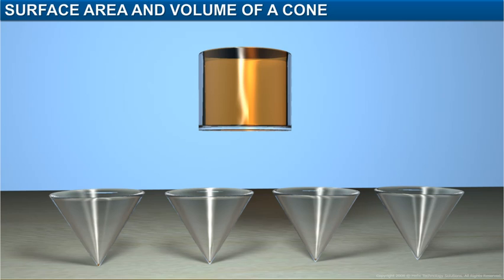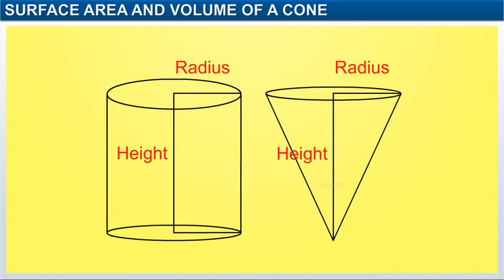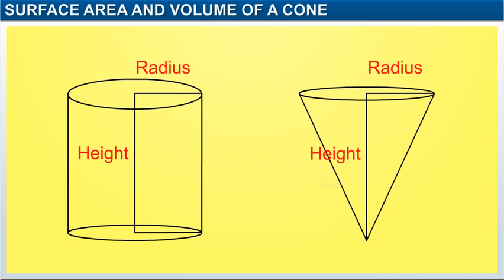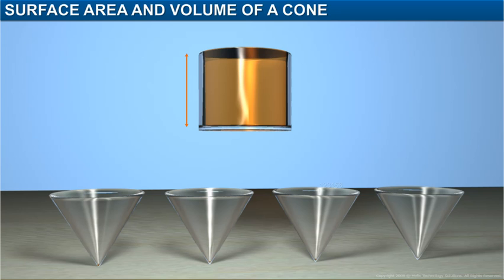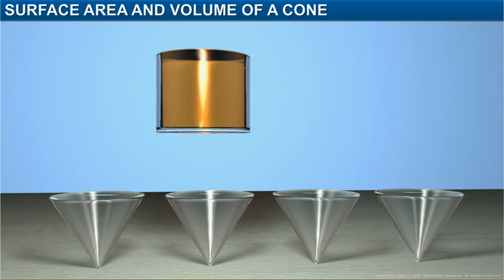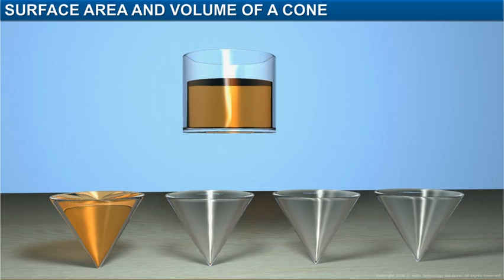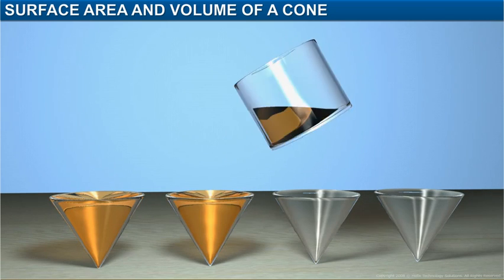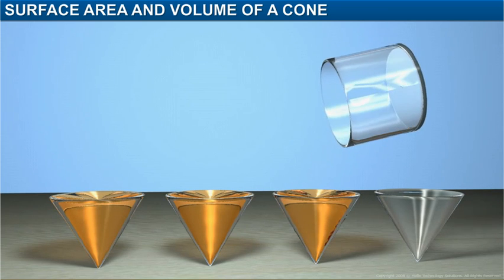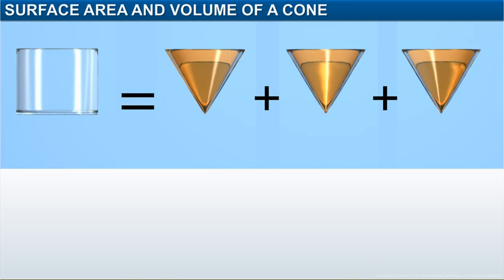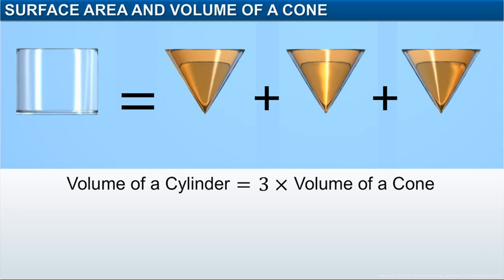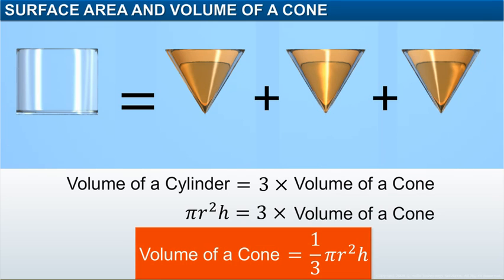Now, let's see how the volume of a cone is calculated. A hollow cylinder and 4 hollow cones are taken such that the circular base radius and the height of both the cylinder and the cone are the same. The cylinder is completely filled with liquid. On pouring the liquid into the cones, the entire content of the cylinder can be emptied in 3 cones. This means that the volume of a cylinder is equal to 3 times the volume of the cone. Since the volume of a cylinder is pi r squared h, the volume of a cone is 1/3 the volume of a cylinder.